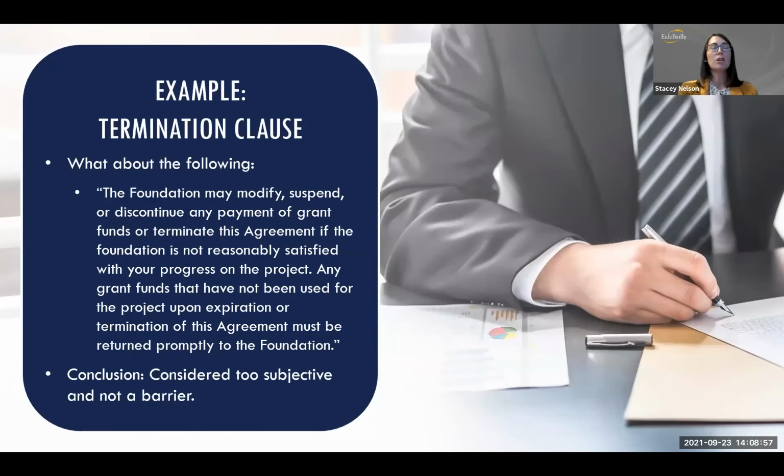All right, what about termination clauses? Here is an example of a termination clause. The foundation may modify, suspend, or discontinue any payment of the grant funds or terminate the agreement if the foundation is not reasonably satisfied with your progress on the project. Any grant funds that have not been used upon expiration or termination must be returned promptly to the foundation. So here the key term, again, is if the foundation is not reasonably satisfied. That would be considered too subjective and again would not be a barrier.